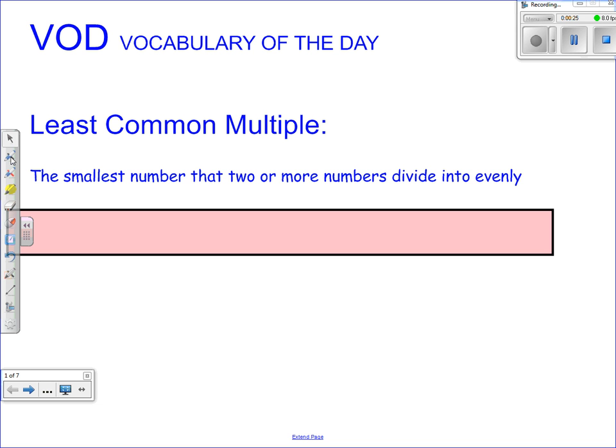So least common multiple, if we were talking numbers only and we had the number 3 and the number 6, the least common multiple would be 6.